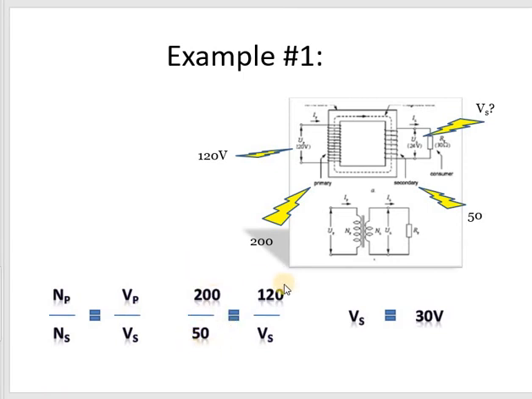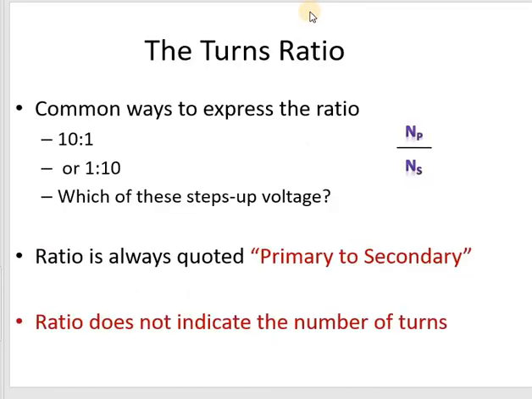Sorry, the number of turns is 50, and this is voltage and voltage. From the calculation we can get that the voltage at the secondary circuit is 30 volts. So from 120 it has now reduced to 30 volts. So it is a step-down transformer. The ratio is always expressed as primary to secondary. The ratio does not indicate the number of turns, but rather the ratio.